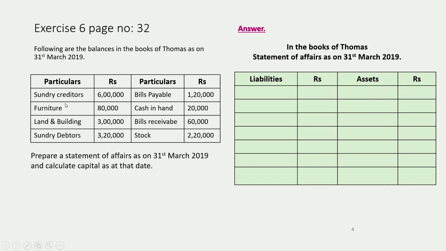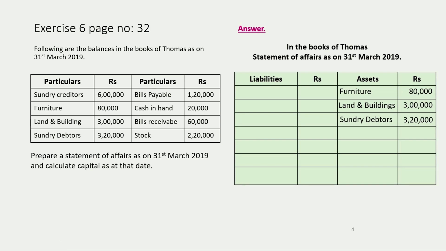Now, let us see what the assets are here. First, sundry creditors, it is a liability. We will write it later. Furniture, asset, 80,000. Now, we will write here furniture, 80,000. Okay. Now, see, land and building, it is an asset, 3 lakhs. We will write in the asset column, land and building, 3 lakhs. Okay. Now sundry debtors, it is an asset, 3,20,000. We will write here, sundry debtors, 3,20,000. Okay.